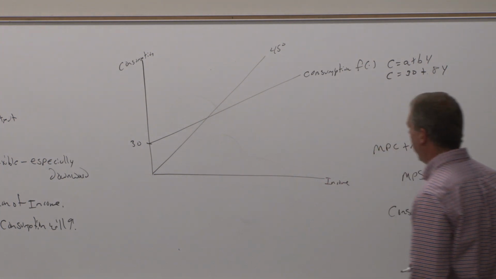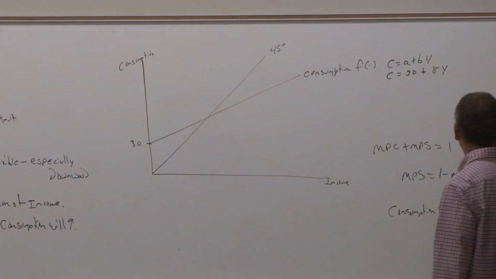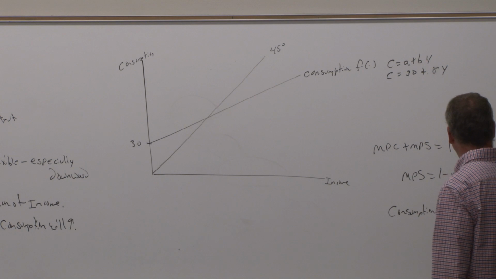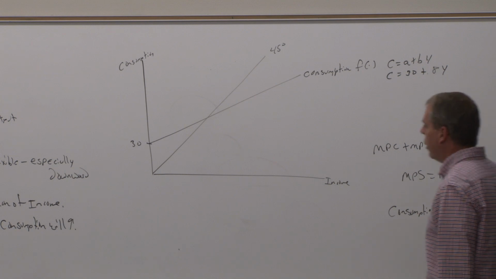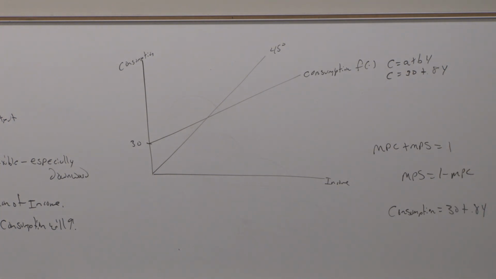Equal to 30 plus 0.8y, right? When income is equal to 0, when y equals 0, 0.8 times 0 is 0, consumption's 30. That's what this guy says. Autonomous consumption is equal to 30 bucks. People are spending $30 per day, per week, whatever it is that you want it to be. It can be any number that you want it to be.